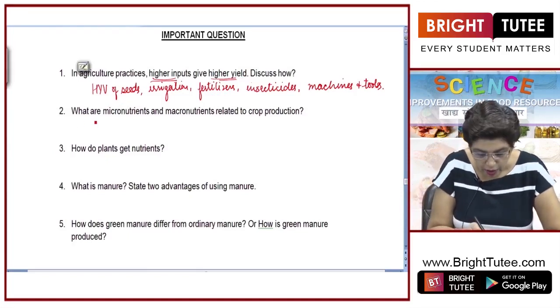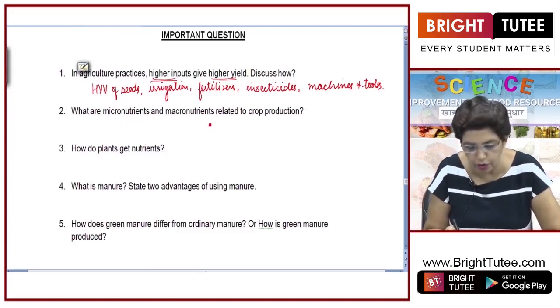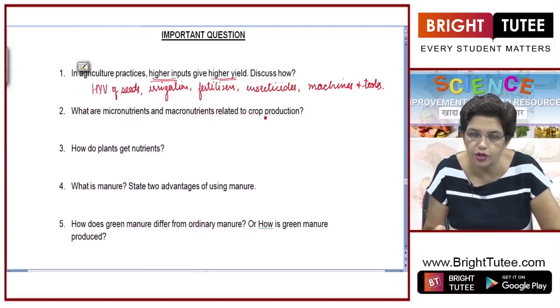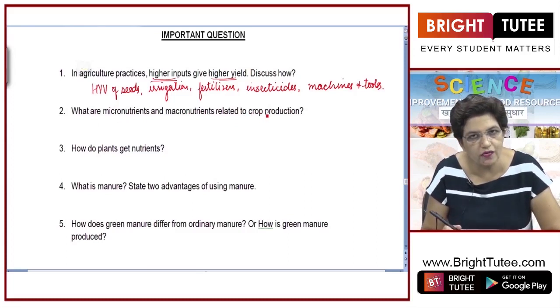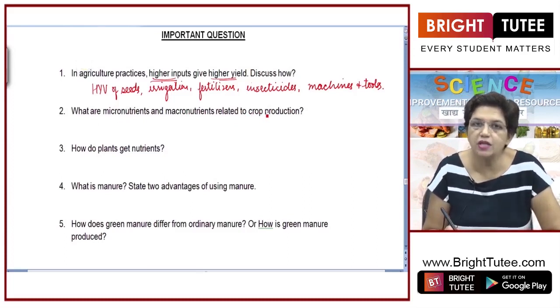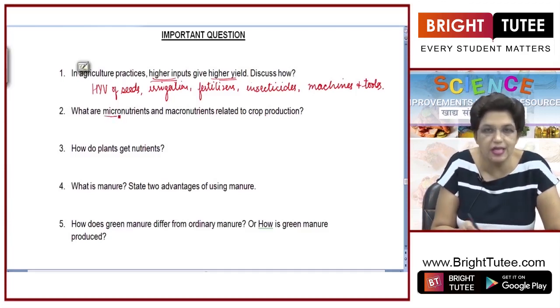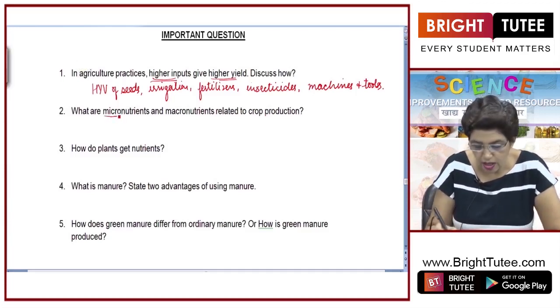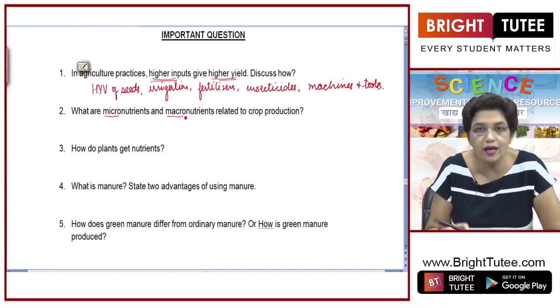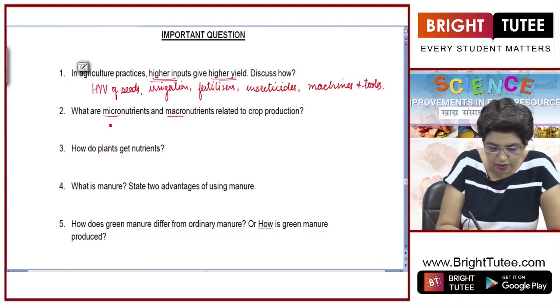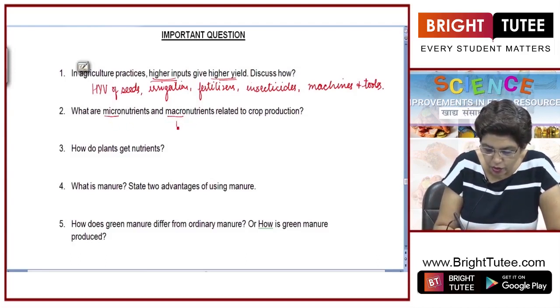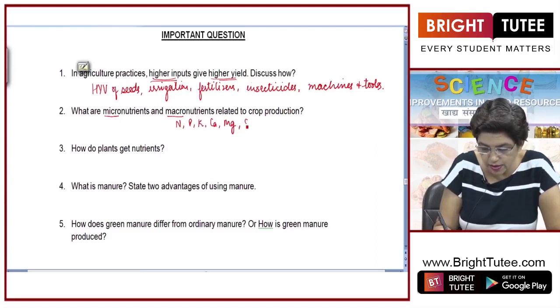Question number 2. What are micronutrients and macronutrients related to crop production? Just like all other living organisms, plants also need nutrients. Those nutrients which are required in small quantities are called micronutrients, and on the other hand those which are required in larger quantities are called macronutrients. Now macronutrients include nitrogen, phosphorus, then potassium, calcium, magnesium and sulfur.